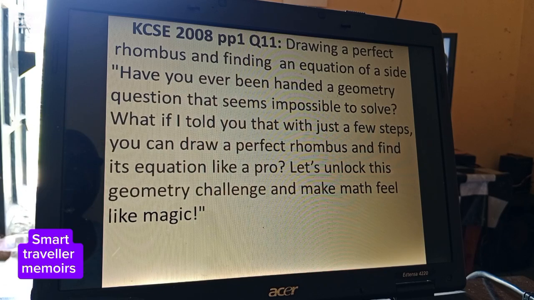Have you ever been handed a geometry question that seems impossible to solve? What if I told you that with just a few steps, you can draw a perfect rhombus and find the equation like a professional? Let's unlock this geometry challenge and make maths feel like magic.